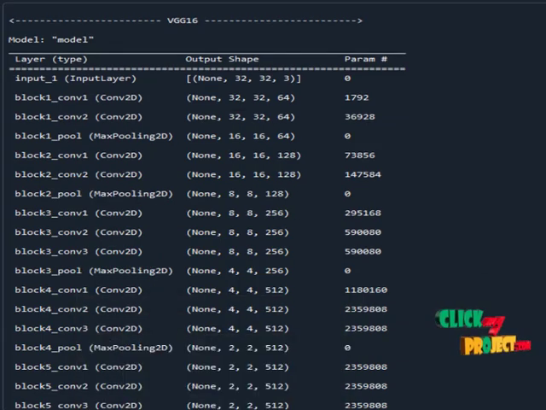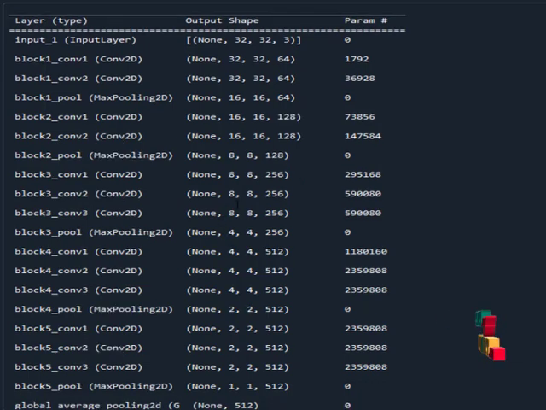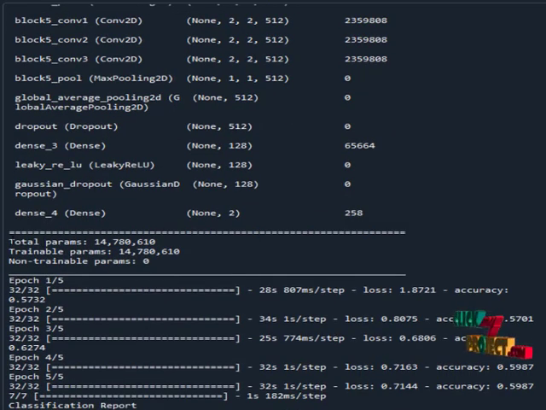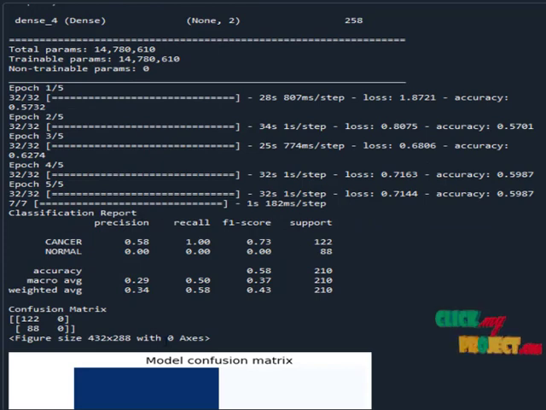And then VGG16. VGG16 is also a convolutional neural network architecture that is used for image recognition. It utilizes 16 layers with weights and is considered one of the best vision model architectures. These are all the 16 layers which are used to train our data. And then this is the summary report, and we are going to check the total number of trainable parameters and non-trainable parameters. And then we are going to check the classification report and the confusion matrix for VGG16 also.